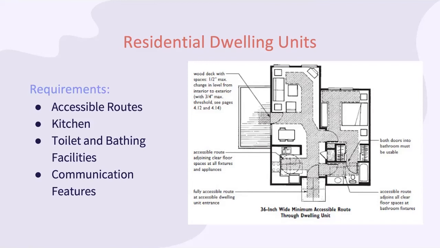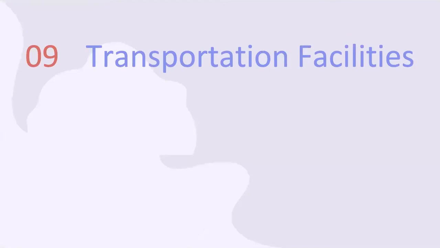If there are visible doorbells in a sleeping area, they need to be able to be deactivated or turned off so that people can sleep in peace. And finally, any system permitting voice communication must be capable of also supporting TTY or teletypewriter communication, as discussed in Chapter 7. Transportation facilities.